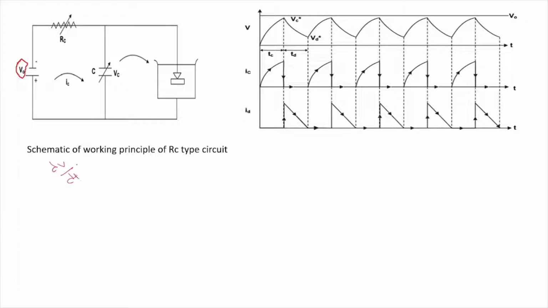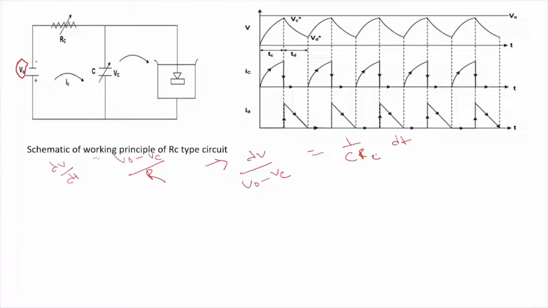So dV by dt will be (V0 minus VC) by R, where R is the resistance. If we expand this equation, dV by (V0 minus VC), open circuit voltage minus varying voltage, will be 1 by CR into dt.